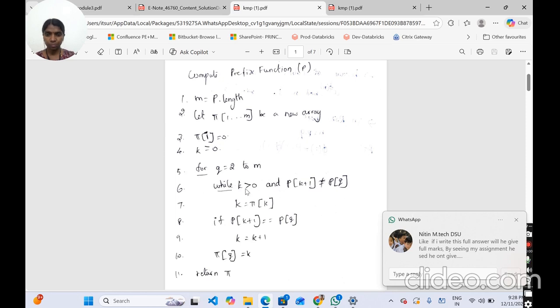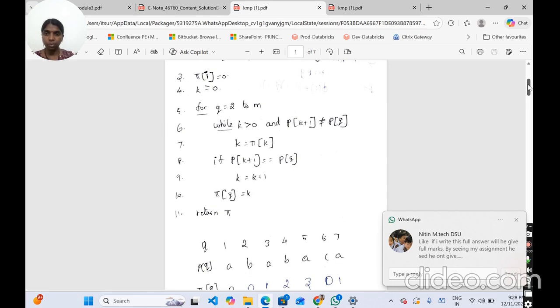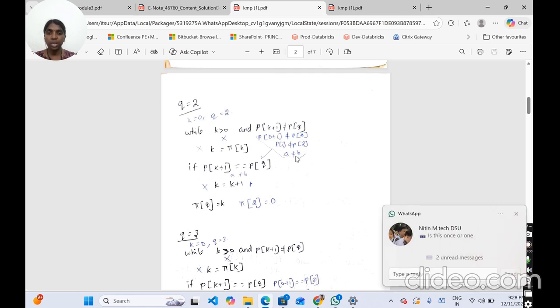So for every iteration from q equal to 2 to m, initially q equals 2, so is k greater than 0? Initialization is 0, so it is not greater than 0, it fails, since it is an and condition. If it fails, the while loop will not be executed. Then we need to compare if p of k plus 1 equals p of q. In this case, k is 0 plus 1, which is p of 1, equal to p of q, which is 2. In our pattern, the first letter is A and the second letter is B. So A is not equal to B.